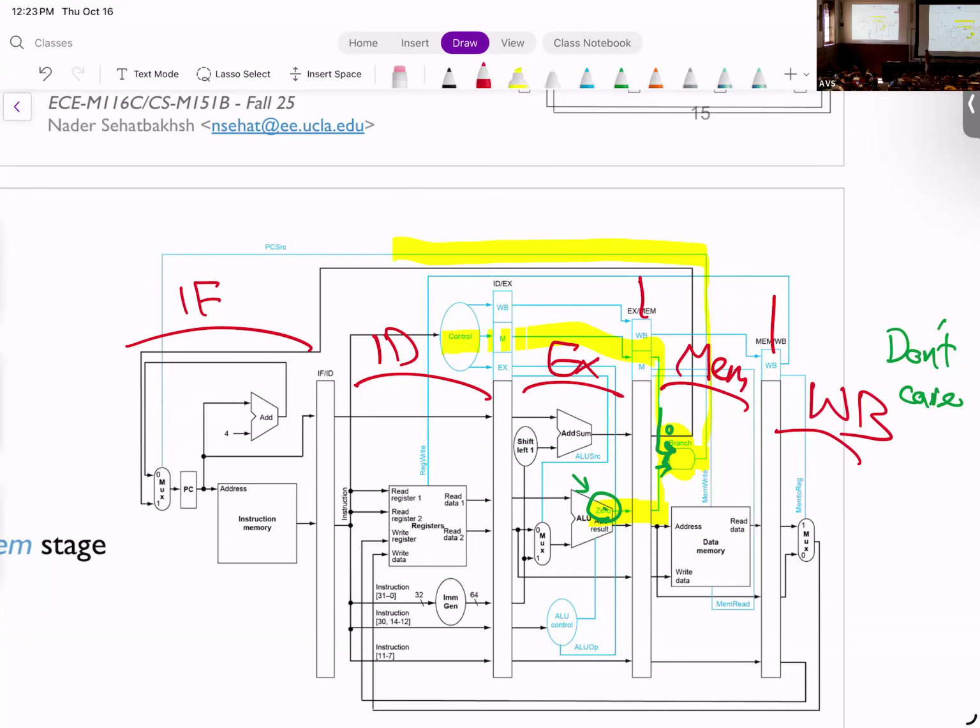So remember that we are pipelining our registers. These are the control signals. So these boxes are essentially passing through the control signals.